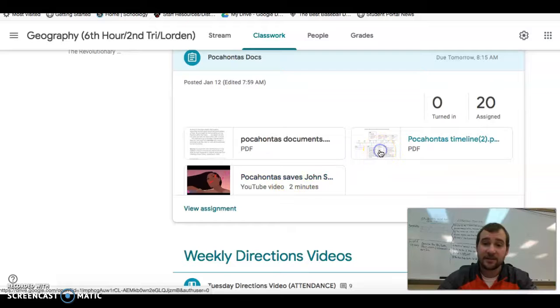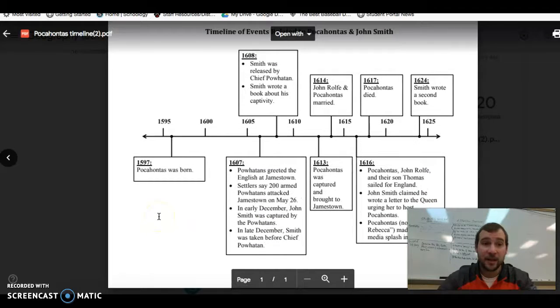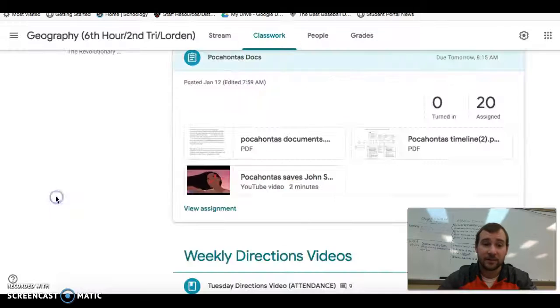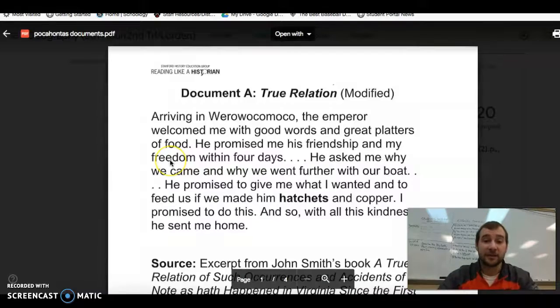Now, the second step is to have this timeline up, because this is going to help you answer the question. Make sure you have this timeline available, read through it, and read through the dates, because the dates are important, obviously. So that's the first two steps: watch this video, read through the timeline, get yourself familiarized with the time and what's happening, and then we're going to look at the documents.